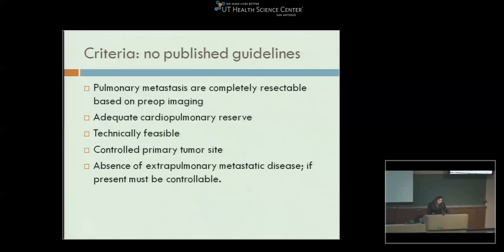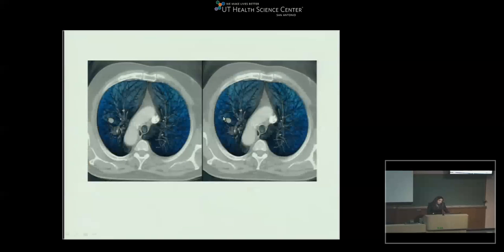And if they do have extrapulmonary metastases, this is also controllable. So this is just an example. Depending on where the lesion is located, of course, is going to determine what procedure or technique you do. In this day and age, you can do a thoracotomy or you can do a VATS, which is the video-assisted thoracoscopic surgery. There are certain things that you have to take into consideration when you do this, and that is that the staging is pretty much the same as when you are treating lung cancer.